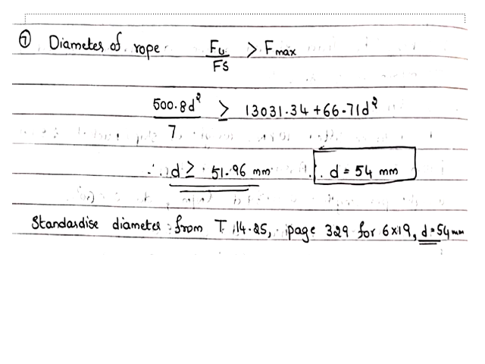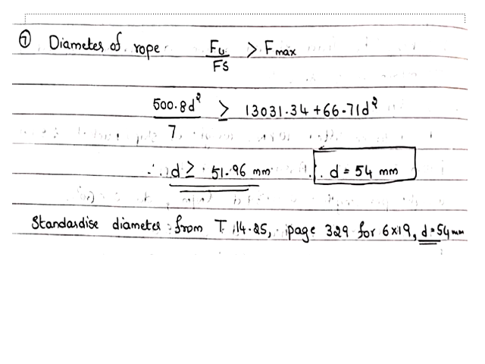To standardize the diameter, refer to page number 329. Select the 6 into 19 type. In the second column you have to select a value which is greater than 51.96. So the value which is next to 51.96 is 54. So 54 mm is the standard diameter of the rope.